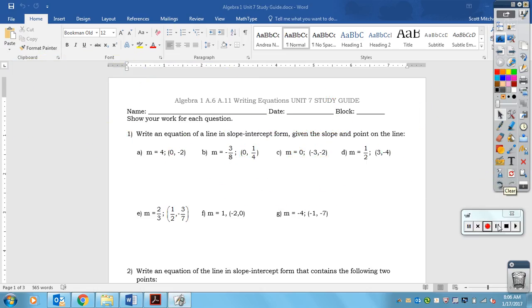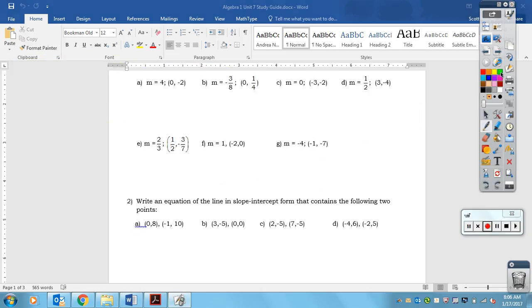Let me clean this up a little bit, just so we can see a little bit better. Still going to write the equation of this in slope-intercept form, so y equals mx plus b. Y equals 2/3 x plus b. Now my issue is that they're both fractions. We can still work with them though. This is my x, that's my y. 3/7 equals 2/3 times x, which is 1/2, plus b.